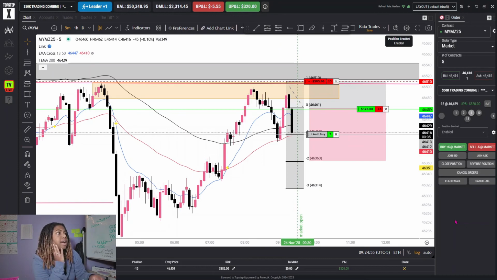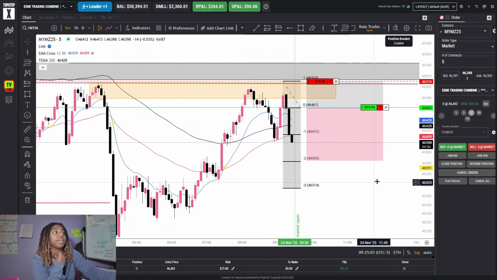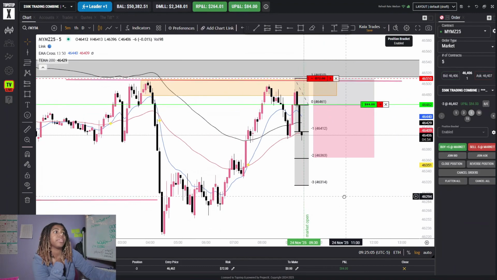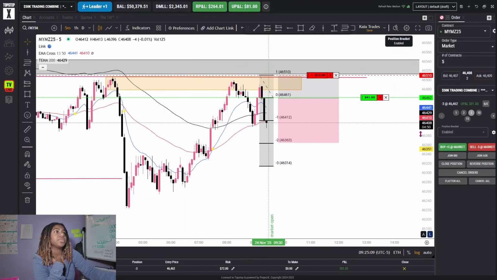Let's see if we can get a tap. We're almost there. Come on. There we go. Okay, we took some contracts off. Now I can only win for the day. I'm just going to leave my runner for the day, and we'll see how far market wants to push.